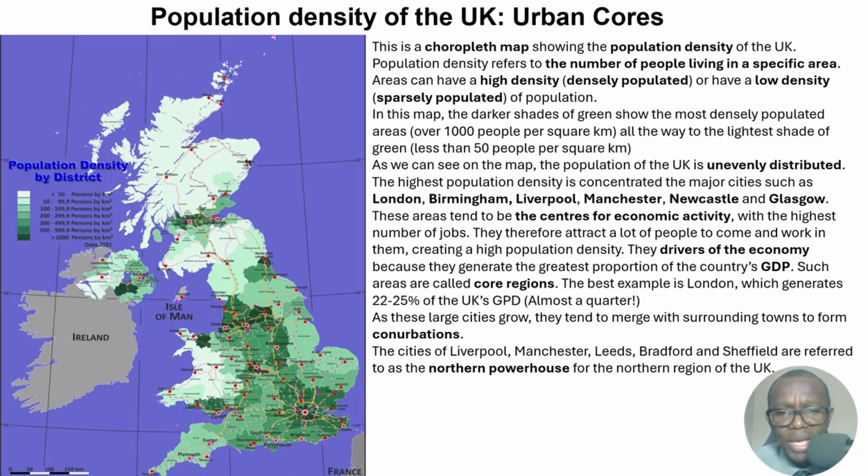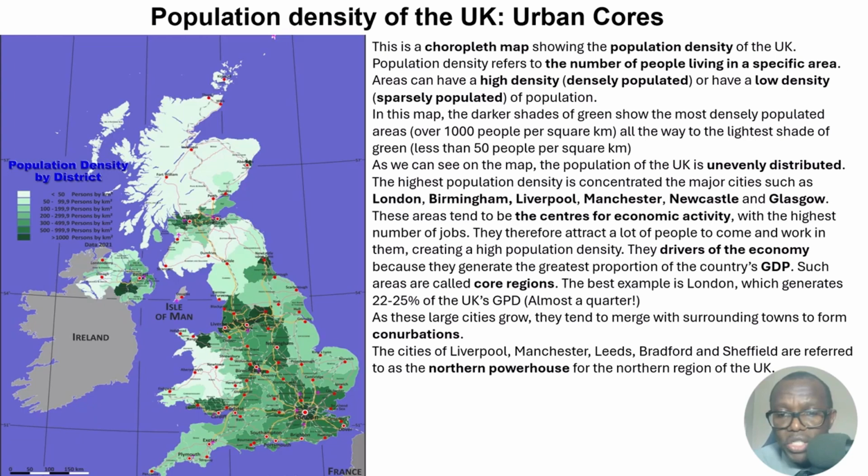Now this map here uses the darker shades of green to show the most densely populated areas. And those are areas, as you can see from the key here, that have over 1,000 people living per square kilometer. All the way to the lightest shade of green, where you have less than 50 people per square kilometer. As we can see on the map, the population of the UK is unevenly distributed. That means that it's not equally distributed across the country.